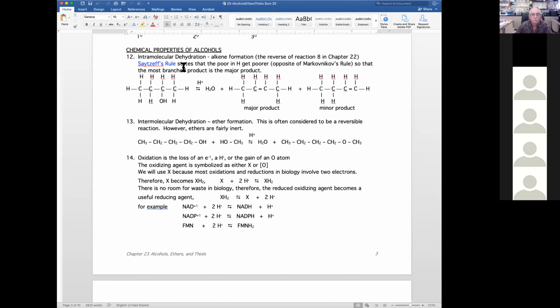So think about it. This reaction is really the reverse of reaction number 8, right? Where you're putting water into the double bond, and then you use Markovnikov's rule. And now Zaitsev's rule is the exact opposite. So Markovnikov's rule was the rich get richer, and Zaitsev's rule is the poor get poorer.